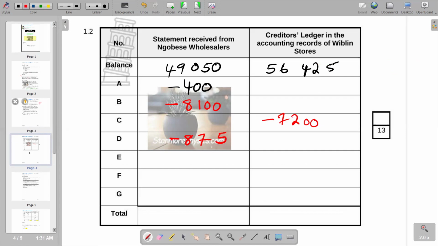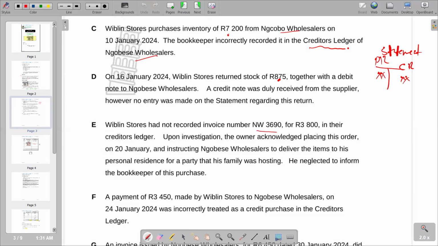We are now on E, which says Weebly Stores recorded 3,800 rands in their creditors ledger. Upon investigation, the owner acknowledged placing this order and had it delivered to his personal residence for a party that his family was hosting. He neglected to inform the bookkeeper of this purchase. So this is an error in the creditors ledger only. We have 3,800 that was entered as if we purchased the goods from a creditor. That is Global Wholesalers, the creditor that we thought we maybe purchased from.